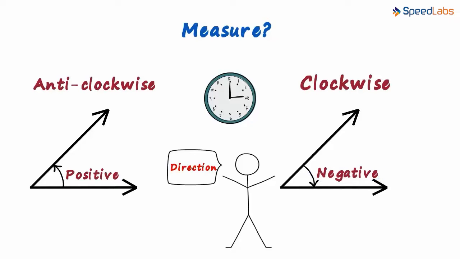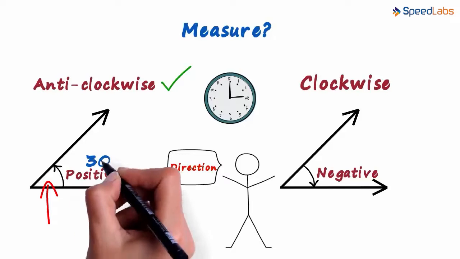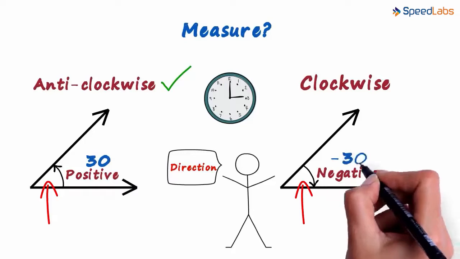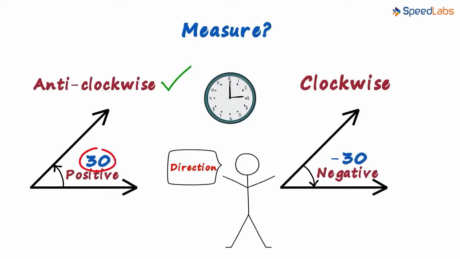But what is it that we use more often? Generally, we measure the angle anti-clockwise, and it is preferred over the clockwise measure. Let's assume both the rays move by the same measure. If this angle is measured as 30, then this angle will be minus 30. That's all. But 30 what? Minus 30 what? What units do we use?